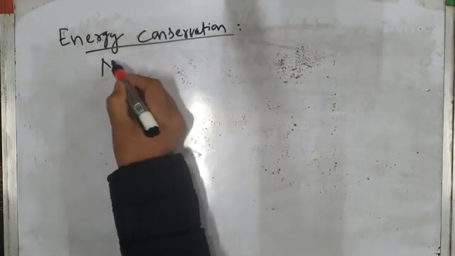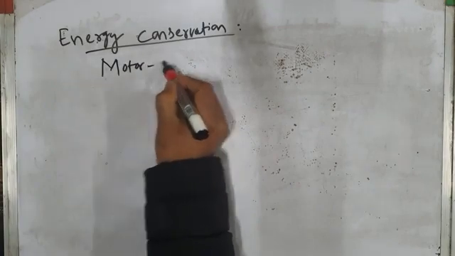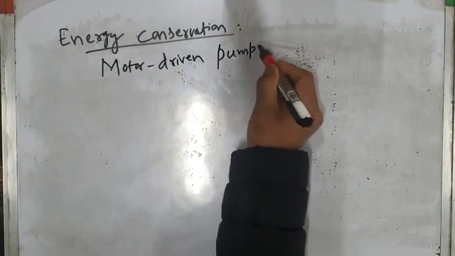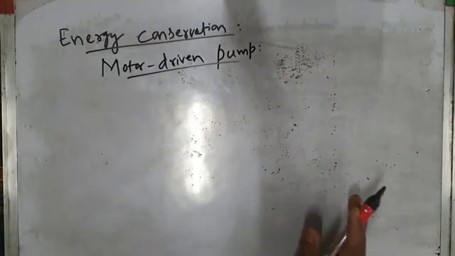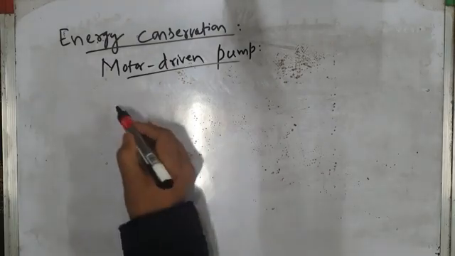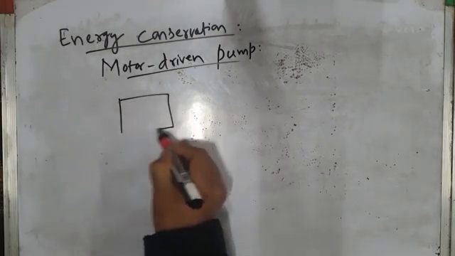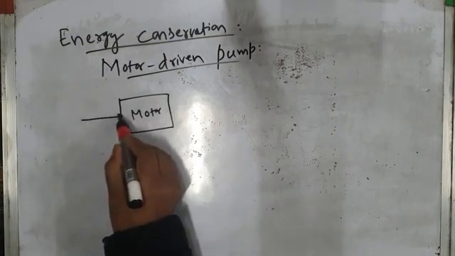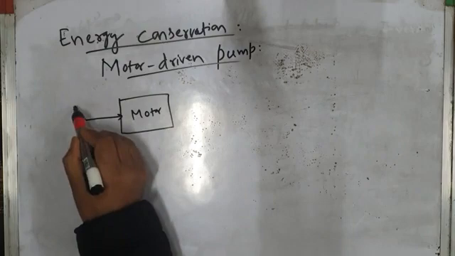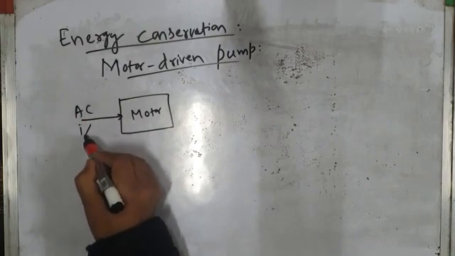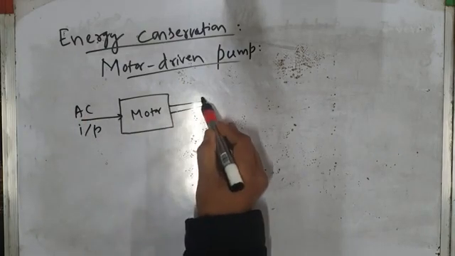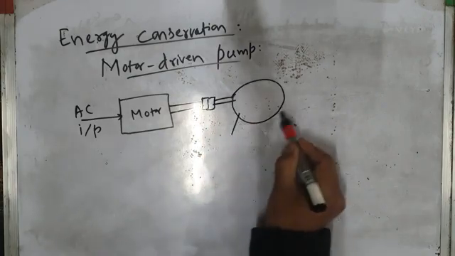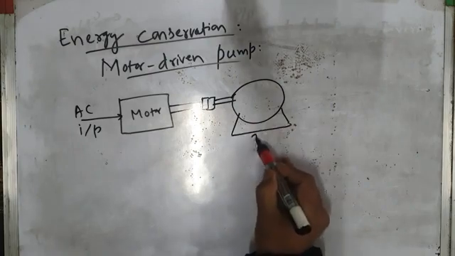Let us take a motor-driven pump. A conventional motor-driven pump, not using power electronic converter, not using any power processor, looks like this. You have a motor. It may be a single-phase motor or a three-phase motor, depending upon the power of the pump. So this is AC input, and this motor is coupled to the pump. This is the pump, water pump.